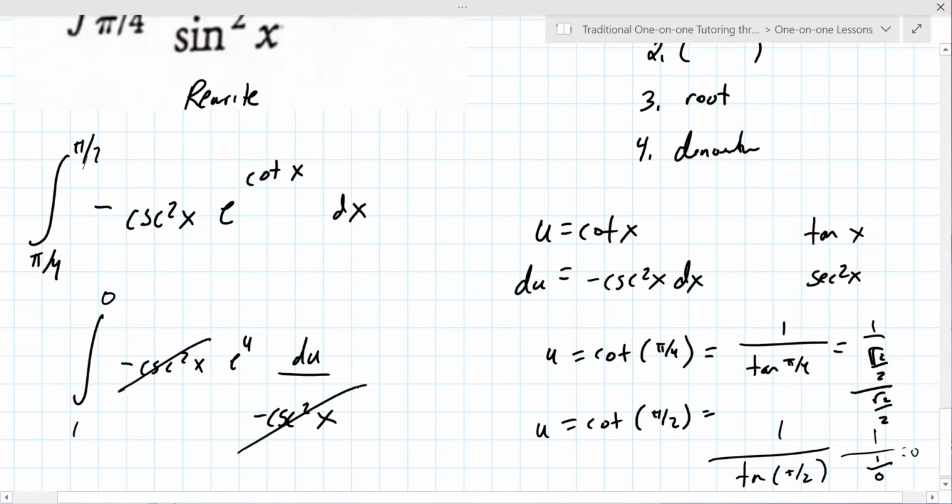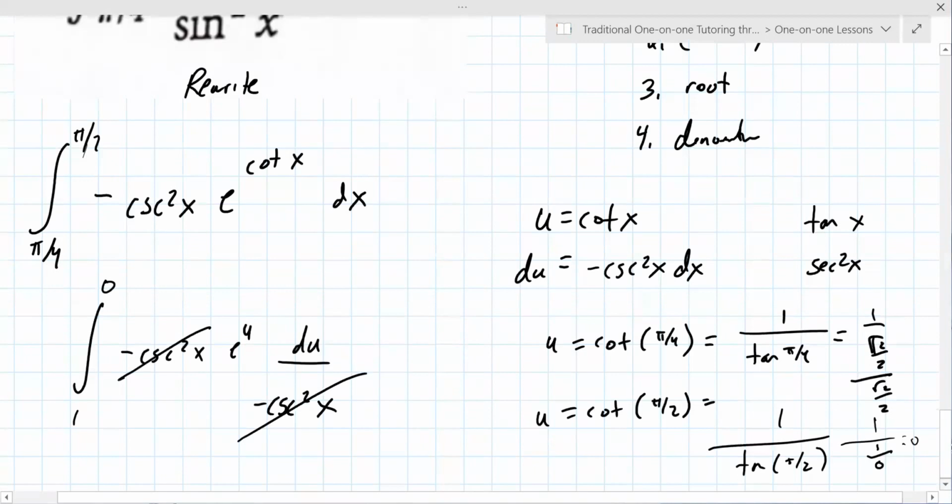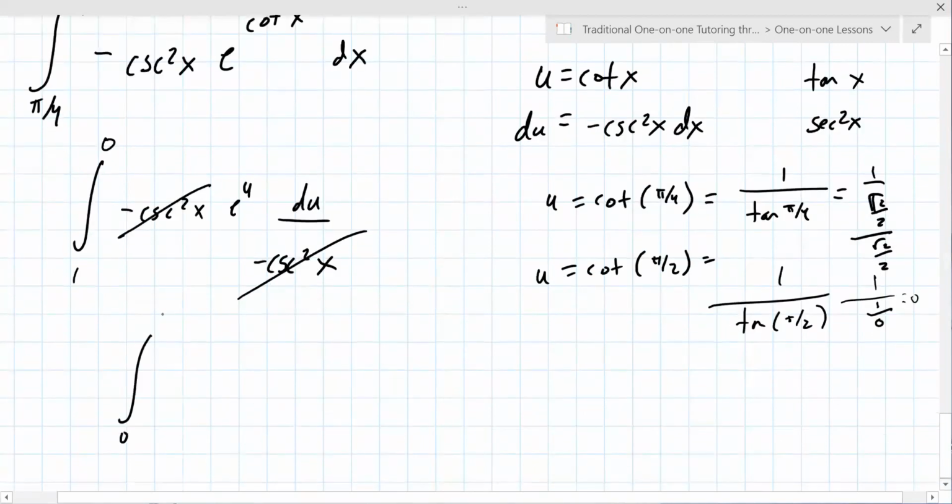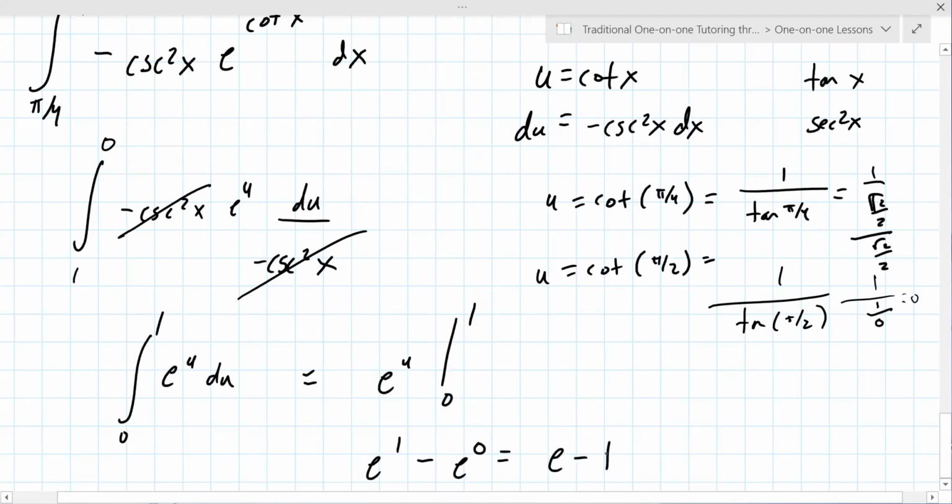These cosecant squareds cancel. That's why this problem is here, because if you do this correctly, you get a really nice integral, which is just itself. So it's e to the 1 minus e to the 0, which is e minus 1. Huh. Okay.